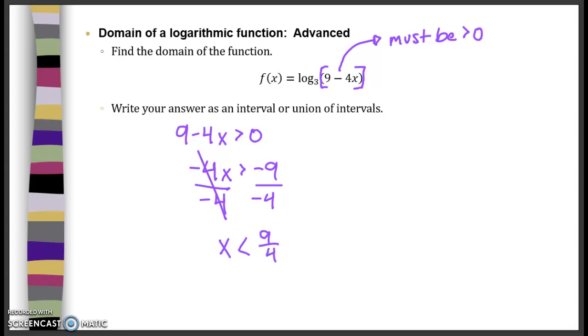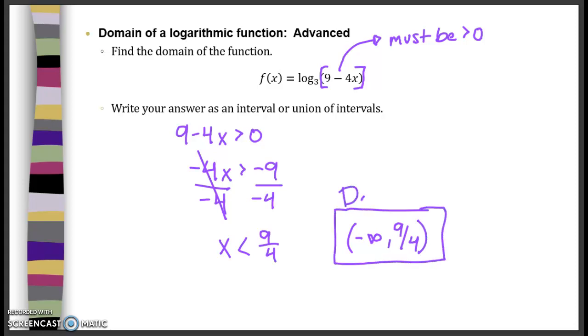So how do we write x is less than 9/4 in interval notation? Well, we're going to go from negative infinity to 9/4 because that's everything less than 9/4. And then we're not going to include 9/4. So this is going to be the domain of our function of f. Okay, let's do another example.